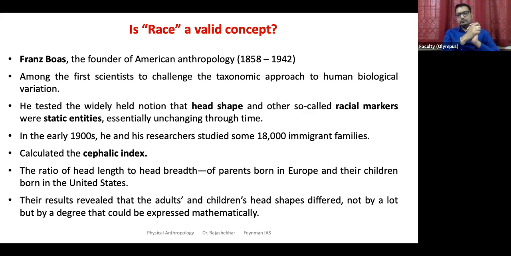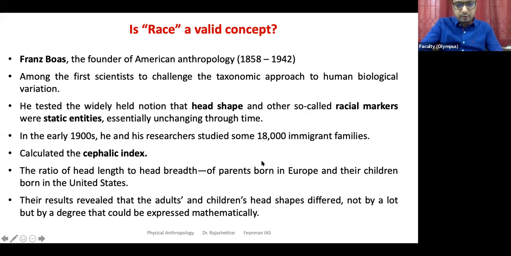And what did he find out? He studied this on 18,000 immigrant families, a huge amount of data. And the indices revealed that adults' and children's head shapes differed. There is some difference, not a great deal of difference, but definitely mathematically you can count and show that there is a difference between parents' indices and children's indices. So it is not a fixed characteristic, it is changing.